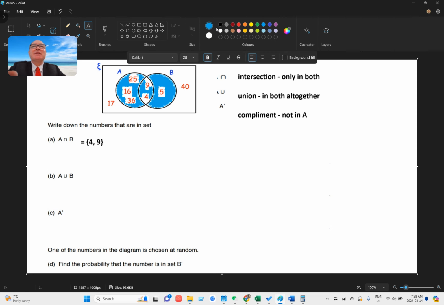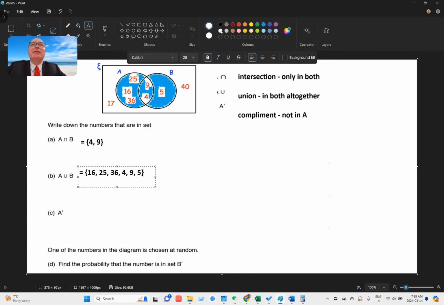So got my pencil, black. No, that's my typewriter. Equals to. This is so much fun. 16, 25, 36, 4, 9, 5, and that looks like it. Double check, that's it.